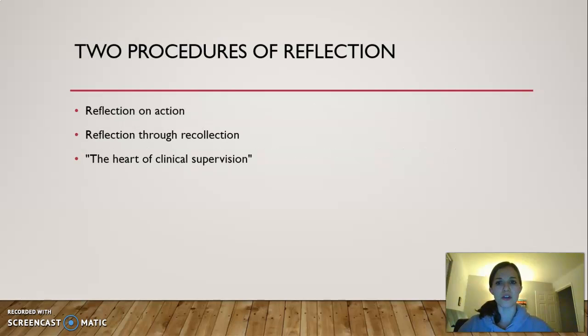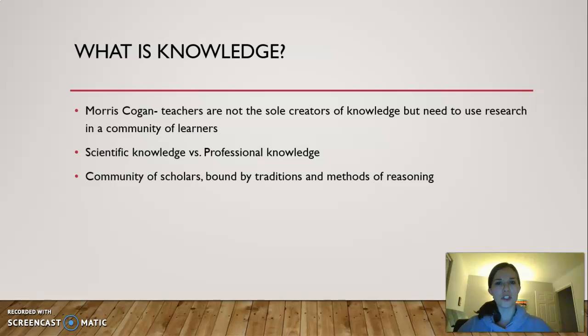So, two procedures of reflection. She discusses reflection on action and reflection through recollection, and says that reflection is actually the heart of clinical supervision. Before she gets into that, she discusses what actually is the basis of knowledge.